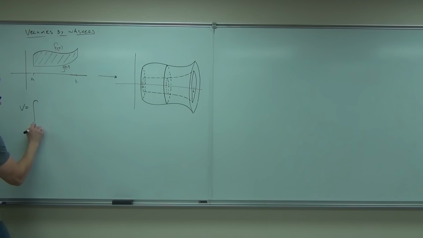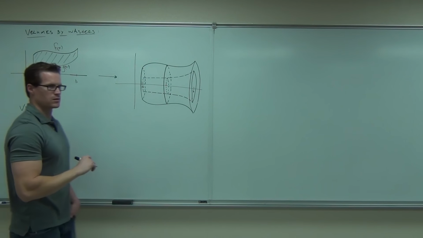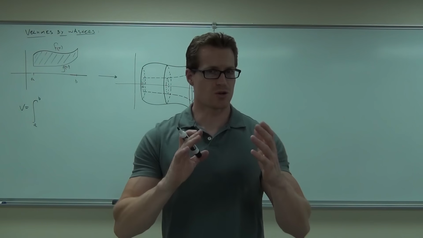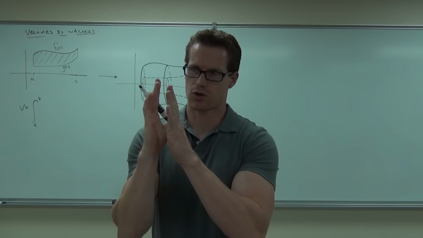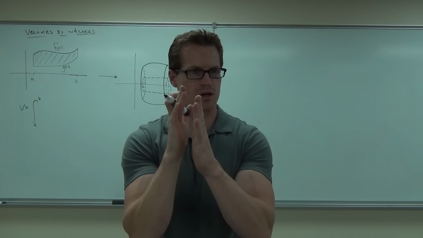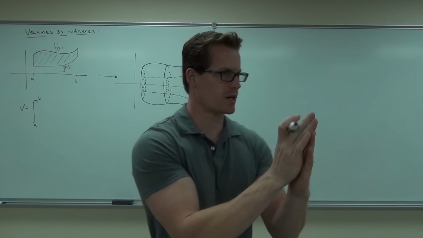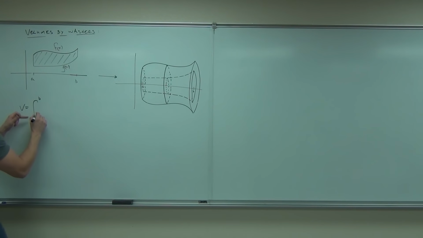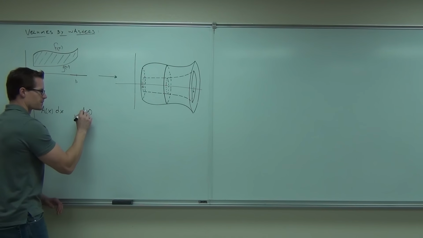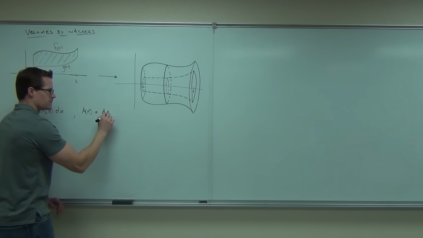some integral from a to b. How we did the volume of any solid is we integrated the surface area of our cross-section. Remember that? We integrated the surface area of our cross-section from a to b. That was basically it. So we still have this idea: integrate from a to b the function A(x) dx, where A(x) is the area of the cross-section.